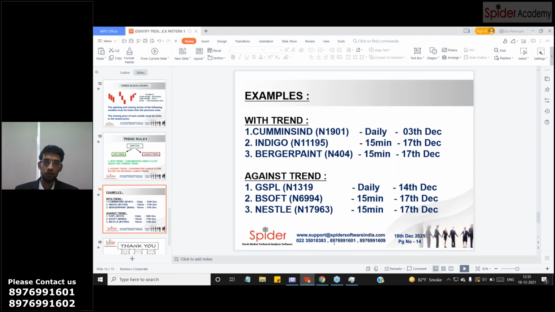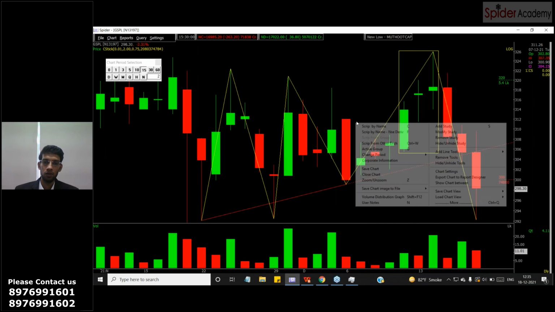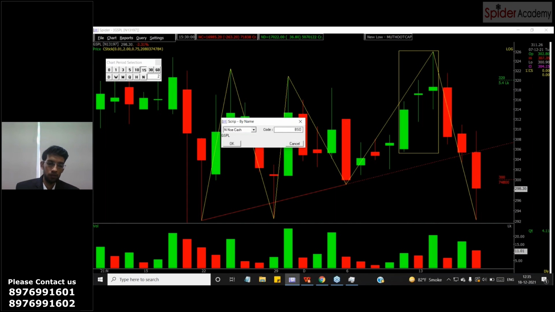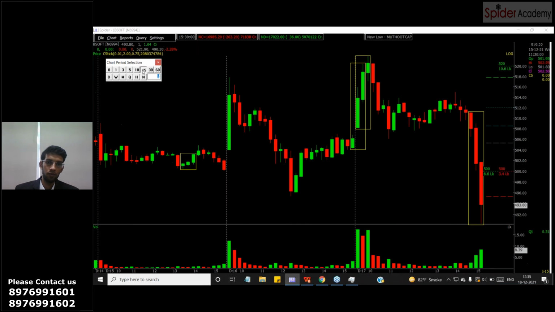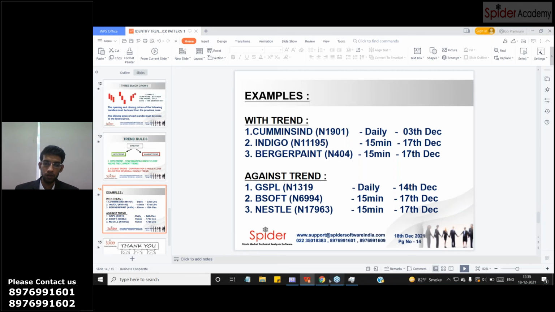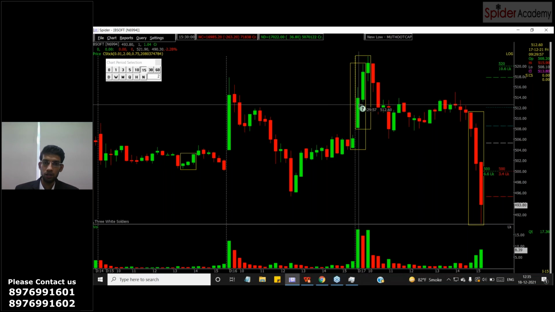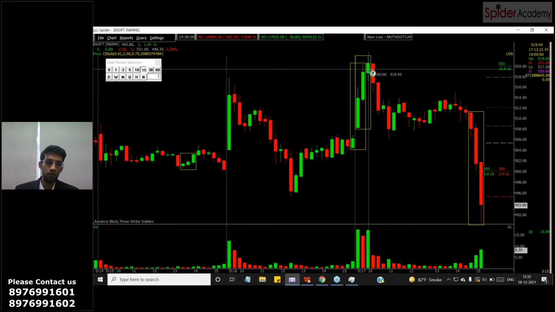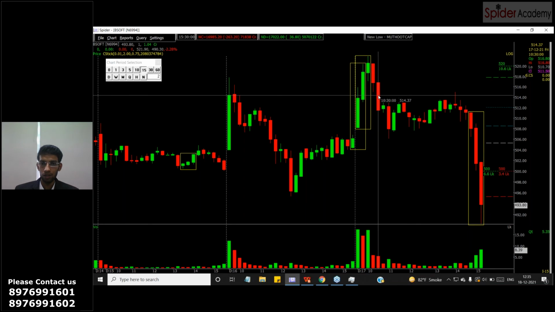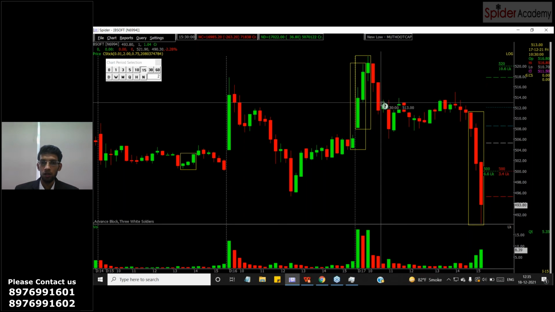And the second example is B soft, which is on the 15-minute time frame, on the 17th. Okay, so you can see, I think this is three white soldiers further as well as the advanced block. At the same time you are getting two patterns, and when you got the confirmation closing below this second candle, which is at 10:30, once this pattern closed below that, we'll go for a short.